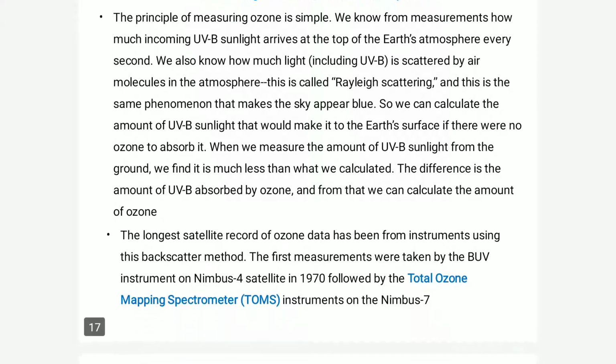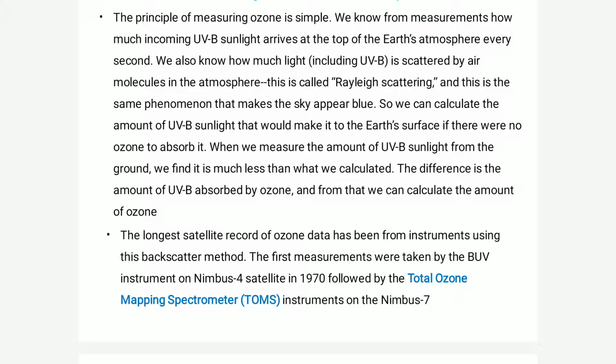The longest satellite record of ozone data has been from instruments using this backscatter method. The first measurements were taken by the BUV instrument on the Nimbus 4 satellite in the 1970s, followed by the Total Ozone Mapping Spectrometer, or TOMS, instruments on Nimbus 7. So in one way, directly we can see the difference in the energy radiations. In that way we can measure, and the unit of ozone measurement is the Dobson unit.